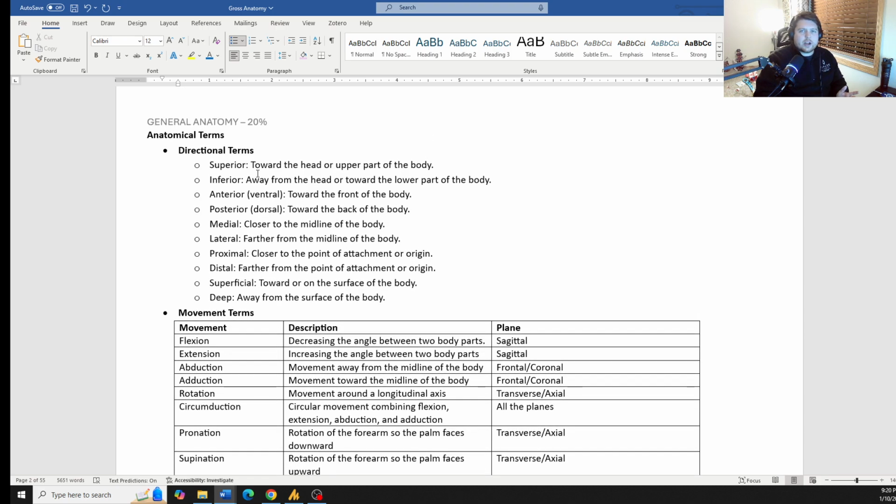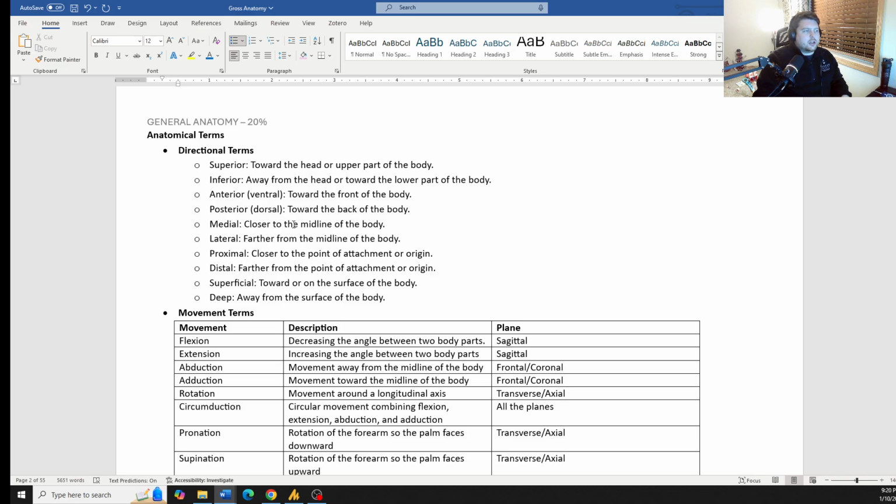Of course, we have our directional terms. Being in any kind of doctorate program, you should have learned all of these. Superior is towards the head, it goes upwards. Inferior is down towards the ground. Anterior or ventral, towards the front of the body. Posterior or dorsal, towards the back of the body. Think like dorsal fin.